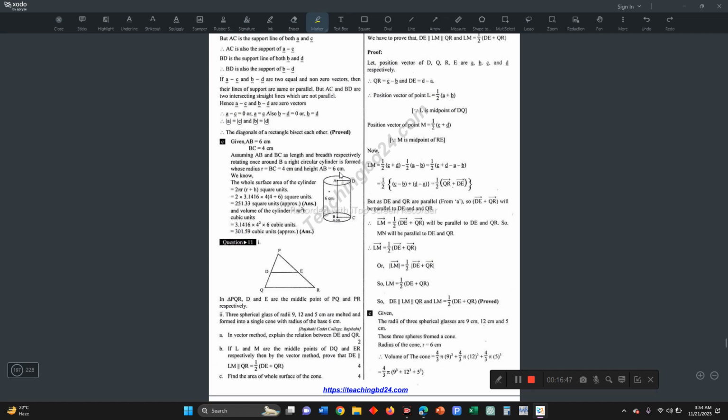units. And then the volume of the cylinder is equal to pi r square h, or 3.1416 into 4 square into 6 cubic centimeters, or 301.51 cubic centimeters.